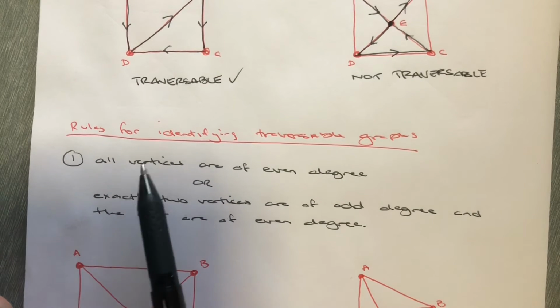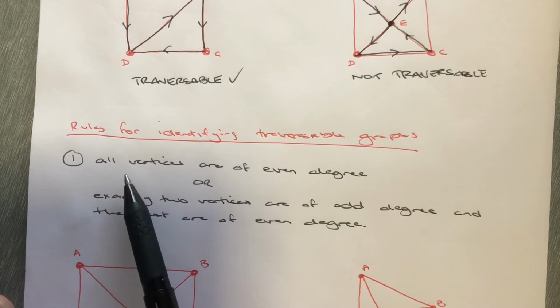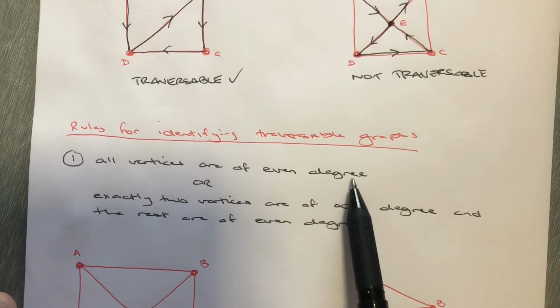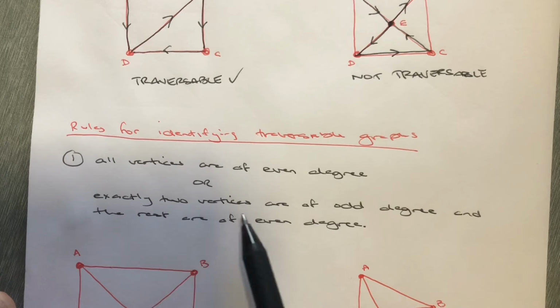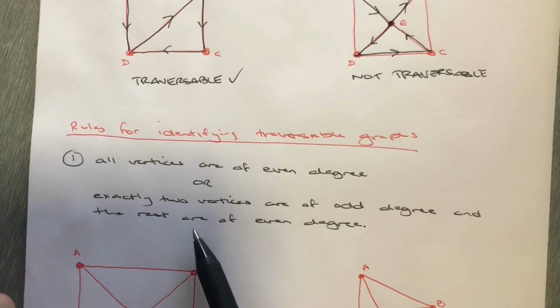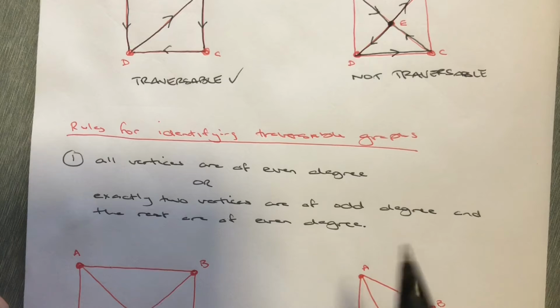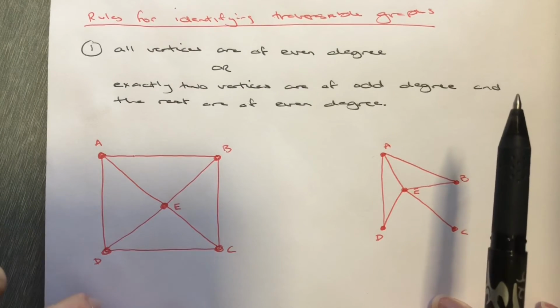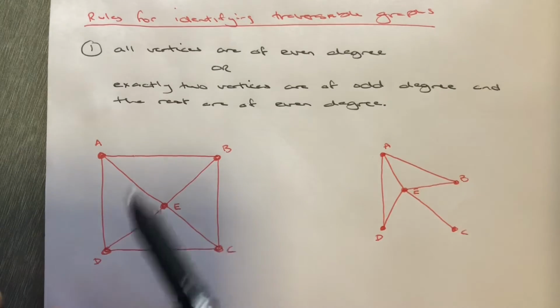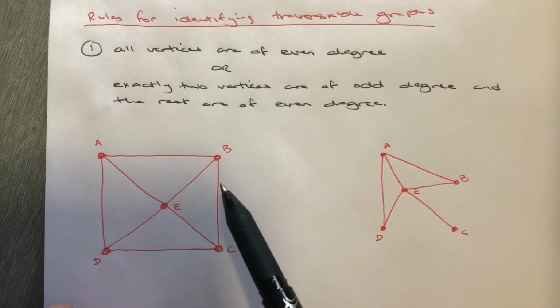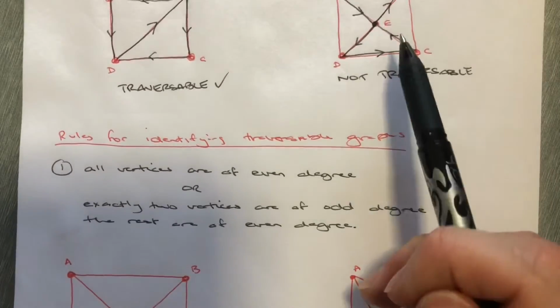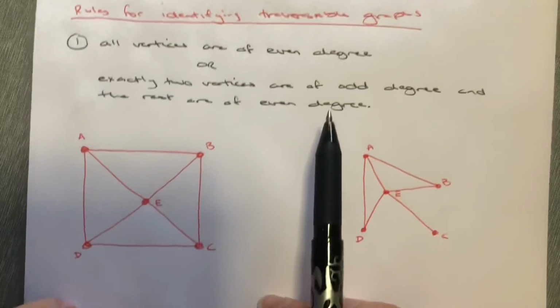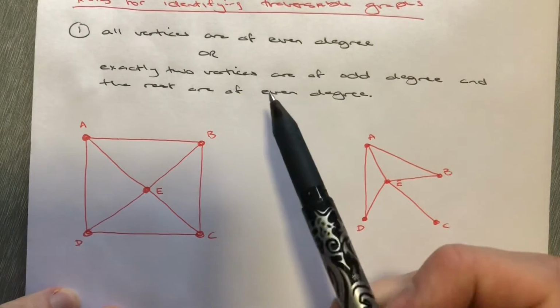A graph will be traversable if all vertices are of even degree, or exactly two vertices are of odd degree and the rest of them are even degree. So hopefully we'll remember what degree means, which is how many edges connect at each vertex. So this is the same as the one before that we did. Now I couldn't get it to work, but let's see using these rules if it actually does work.